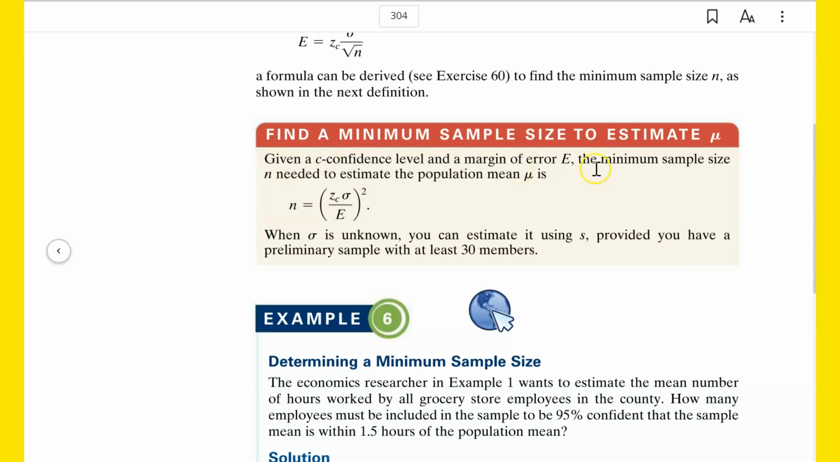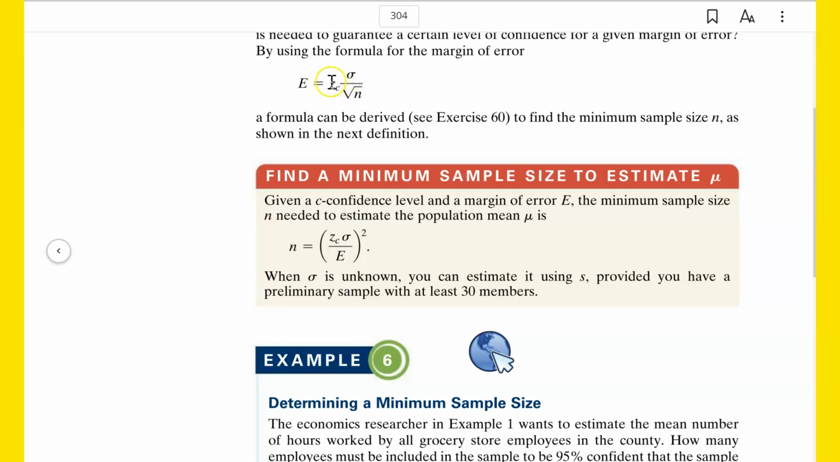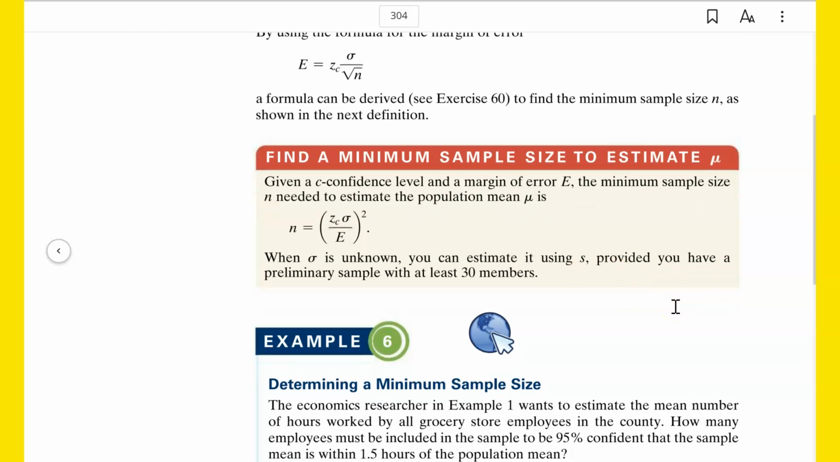So given a C confidence level and a margin of error E, the minimum sample size needed to estimate the population mean mu is this. So all they did was some algebra on this equation to solve for n. So you get from here to here by doing some algebra and getting n by itself. When sigma is unknown, you can estimate it using S, S being the standard deviation of your sample, provided you have a preliminary sample with at least 30 members. So if we don't know the population standard deviation, we can use the standard deviation of our sample to estimate it to use this technique.